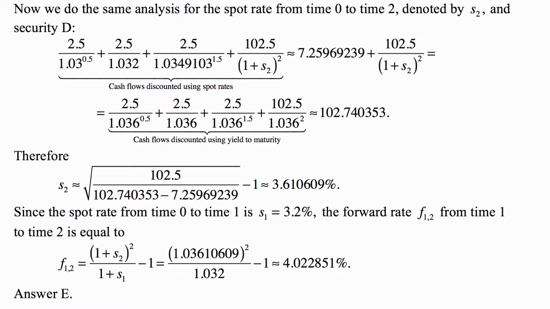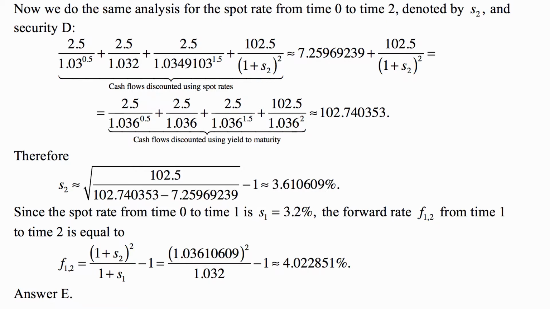And now we do the same analysis for the spot rate from time 0 to time 2, denoted by S2, and security D. So on the left-hand side, we have the cash flows discounted at the spot rates applicable to the times of the cash flows. And the first three terms, if we just calculate them and add them up, are equal to 7.25969239. The last one is 102.5, the final maturity payment of this bond, divided by 1 plus S2 squared, because it comes in 2 years from now.